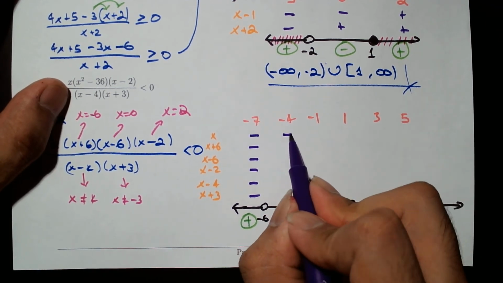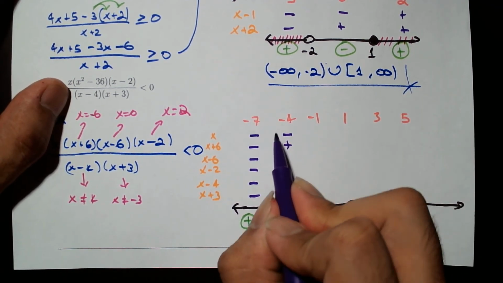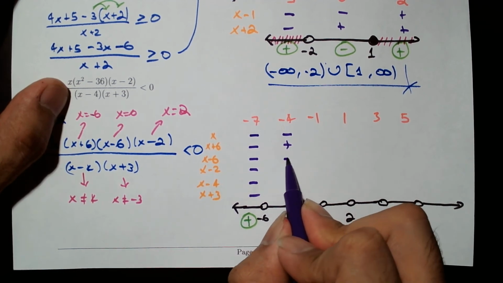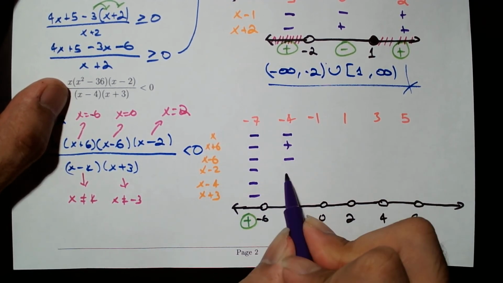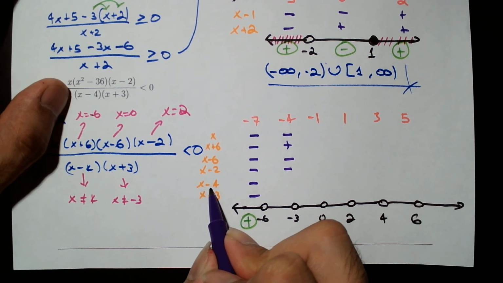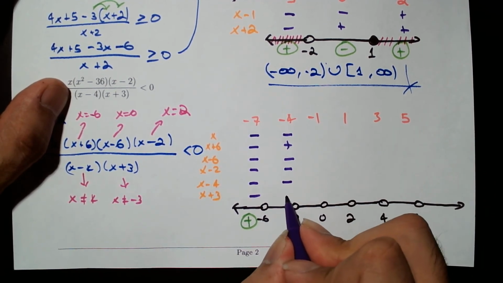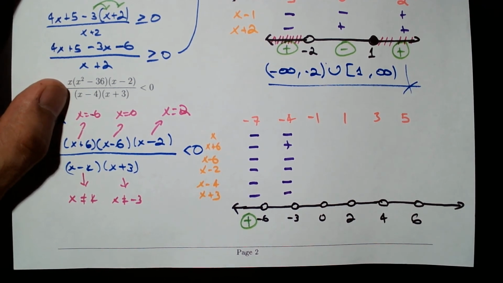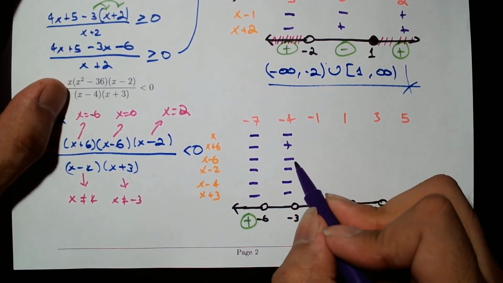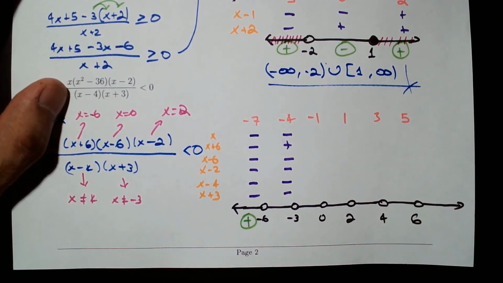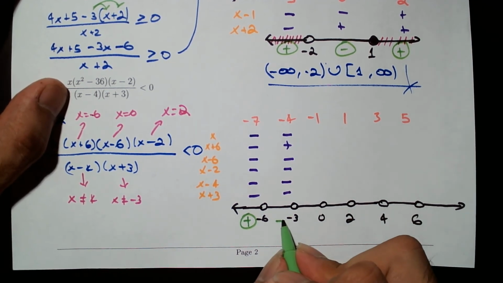Let's go with the next one. Negative 4 is negative. Negative 4 plus 6 is positive. Negative 4 minus 6 is negative. Negative 4 minus 2 is also negative. Negative 4 minus 4 is also negative. Negative 4 plus 3 is negative. So we have only one positive and an odd number of negatives. This is going to be negative.